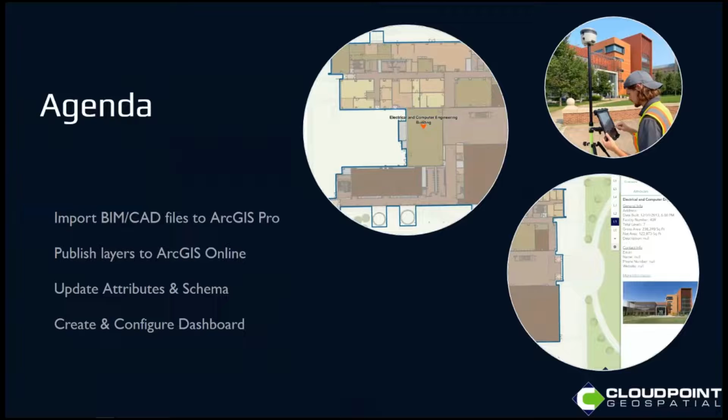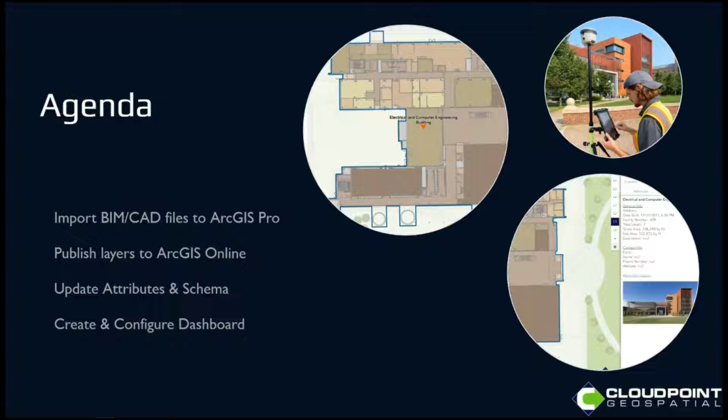So our agenda for today, what we're going to cover specifically: we're going to start out in ArcGIS Pro, and we're going to look at importing BIM or CAD files. In this case, we're just going to focus on CAD files, although both can be brought into Pro. We'll also then move to publishing those layers to ArcGIS Online after we get those into GIS format.